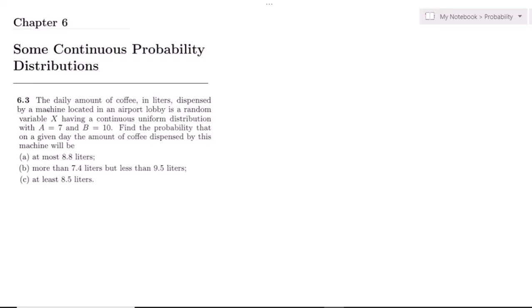Welcome back guys, this is question 6.3. The statement of this question is: the daily amount of coffee in liters dispensed by a machine located in an airport lobby is a random variable x having a continuous uniform distribution with a equal to 7 and b equal to 10. Means here a is 7, b is 10.